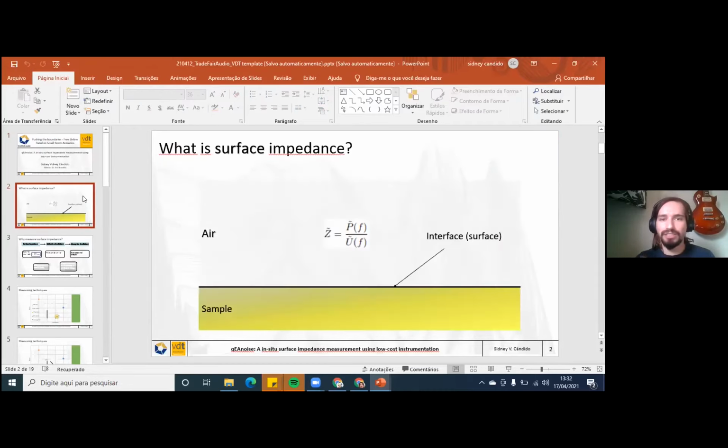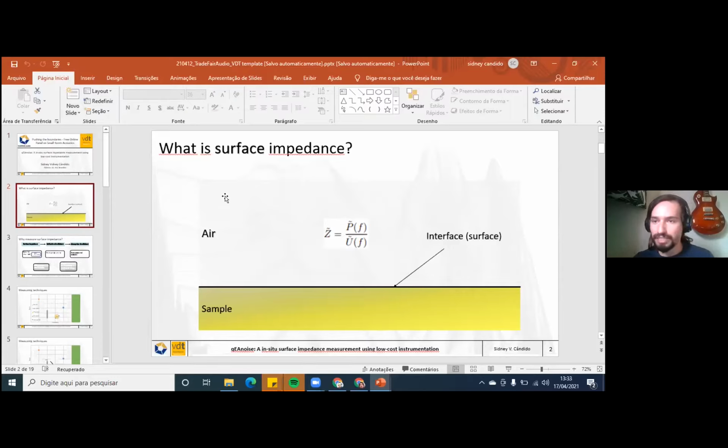And what is surface impedance? We'll be talking about this all morning or afternoon. I don't know where you're at. But by definition, the surface impedance is the pressure divided by the particle velocity at the interface between two media.